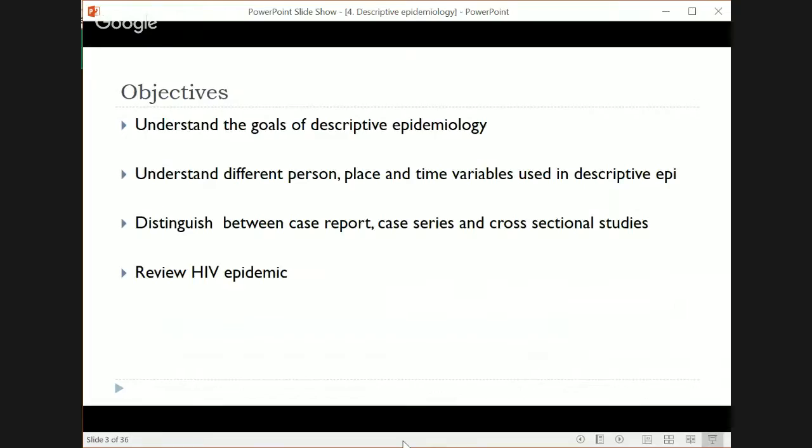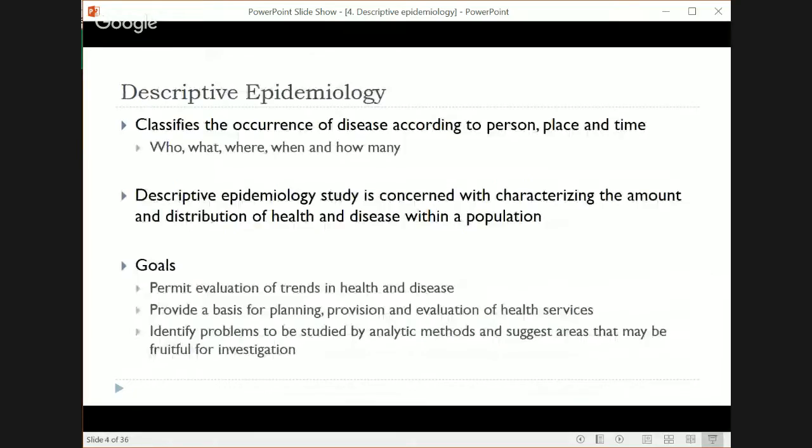All right, so the objectives of this lecture are first to understand the goals of descriptive epidemiology, to understand different person, place, and time variables that we use in descriptive epidemiology, and to distinguish between studies that are used for descriptive epidemiology, the case report, the case series, and the cross-sectional. Lastly, we are going to review the HIV epidemic. We're going to go over a lot of descriptive epi for the HIV epidemic. Before we do that, I'll give you a little bit of background on the history of HIV.